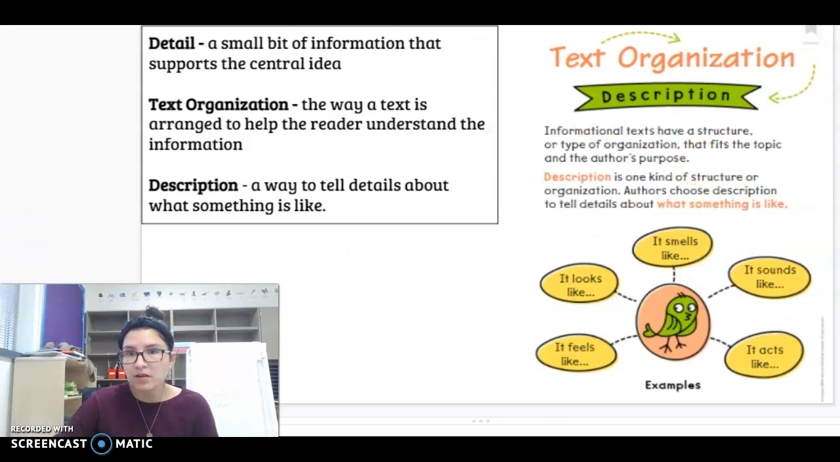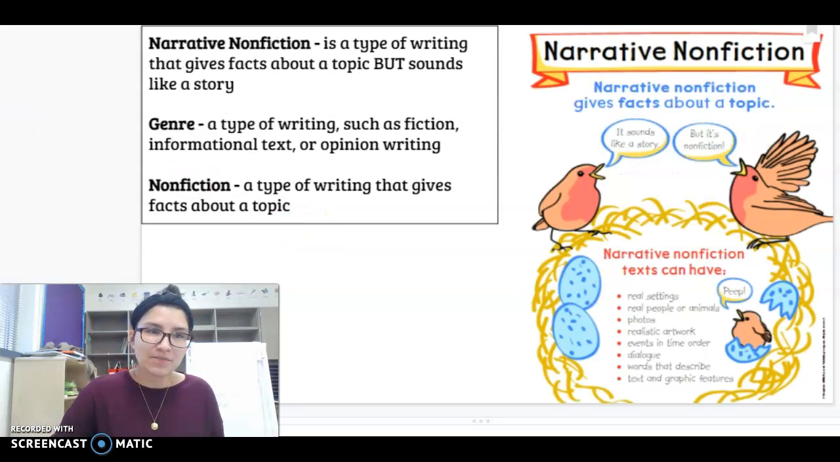And sometimes they just really want you to focus on your senses and the different things you're reading, and they want you to focus on describing them, okay? So that's text organization, focusing on description, okay?